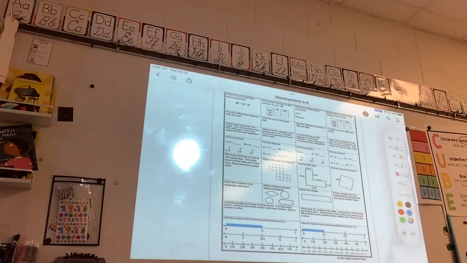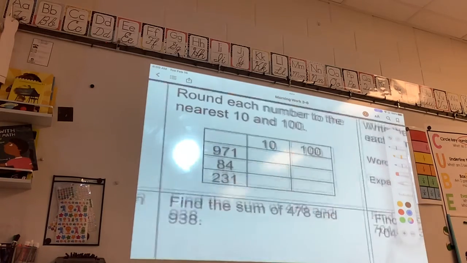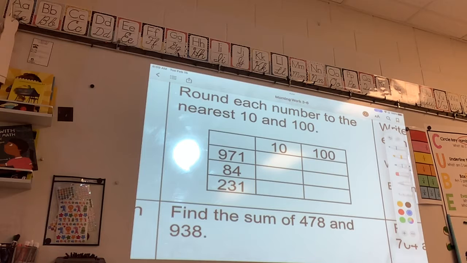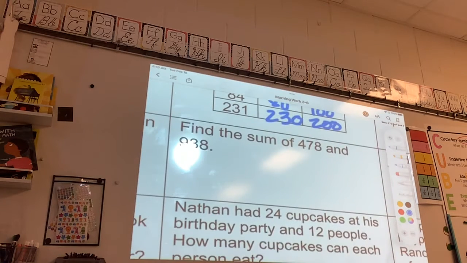Alright guys, rounding each number to the nearest 10 and 100. 971 rounds to 970 and 1,000, not 100,000. 1,000. There you go. Alright, 84 rounds to 80 and 100. Good. 231 rounds to 230 and 200. Good job. Alright, find the sum of 478 and 938.